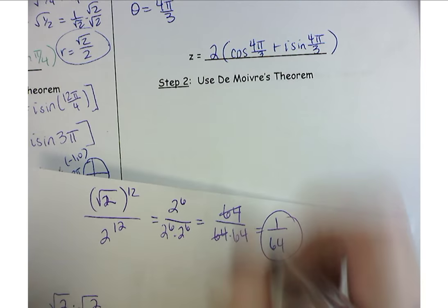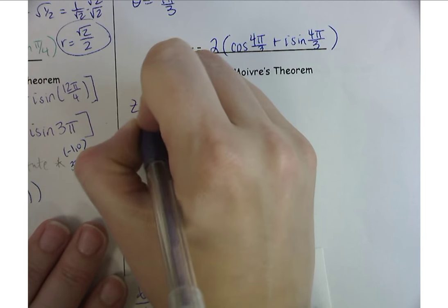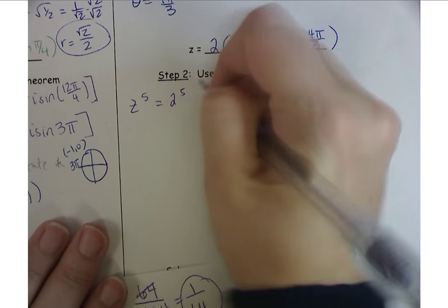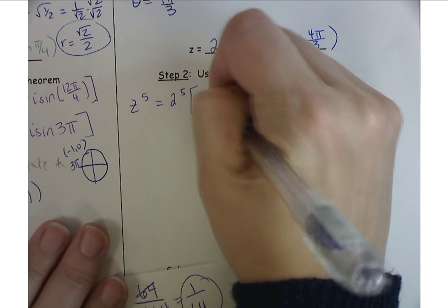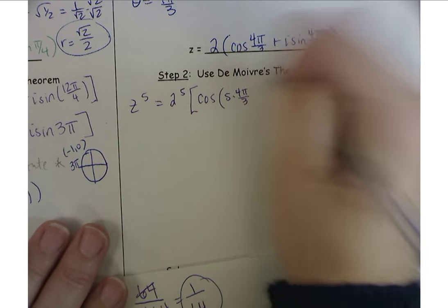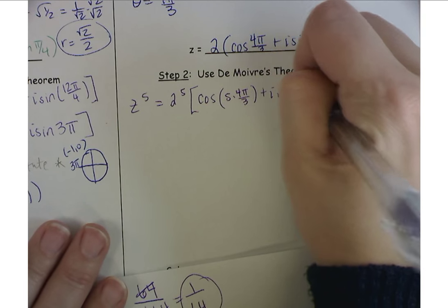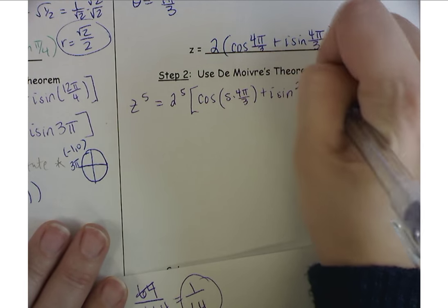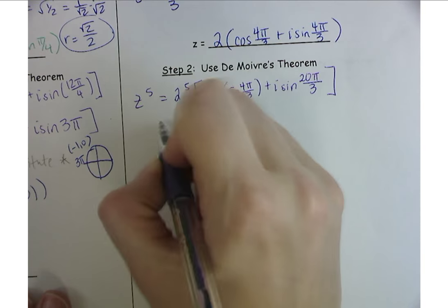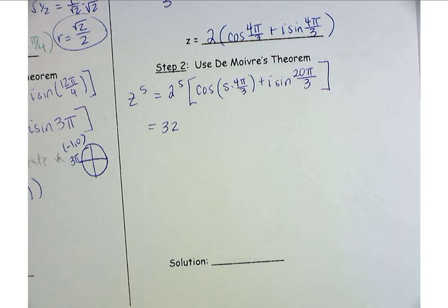Alright, so now when we go to de Moivre's theorem, we are trying to find the fifth power for this one. So this would be 2 to the 5th. And then the cosine of 5 times 4 pi over 3, which is going to be what? 20 pi over 3. Alright, so then this will be 32. And then we're going to find where 20 pi over 3 is.